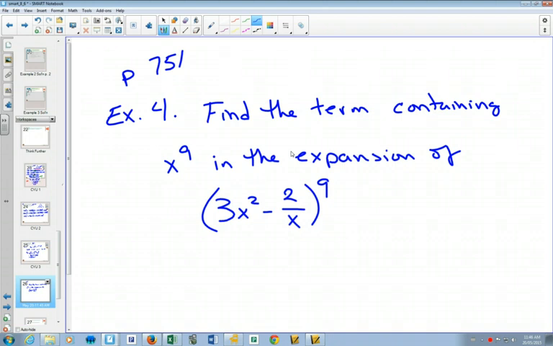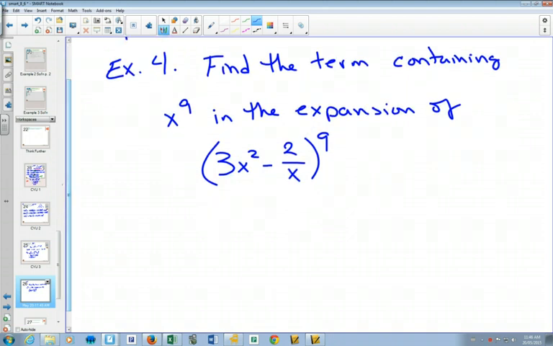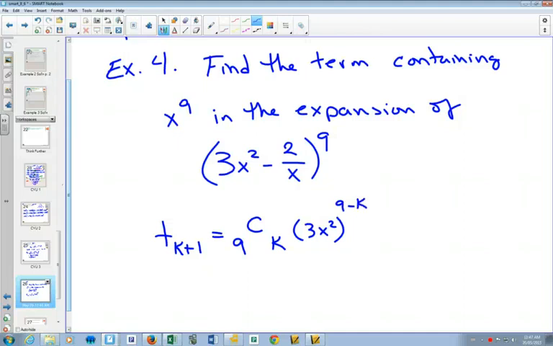Okay? Now, using our formula, we don't know what term it is. We don't know what k is. So for right now, we're going to leave k out of it. Term k plus 1, we do know that n is 9. It's going to be 9 choose k. Our a is 3x squared, and this will be 9 minus k. And then negative 2 over x to the k. This is setting up the formula with what we know, but we don't know what k is yet.